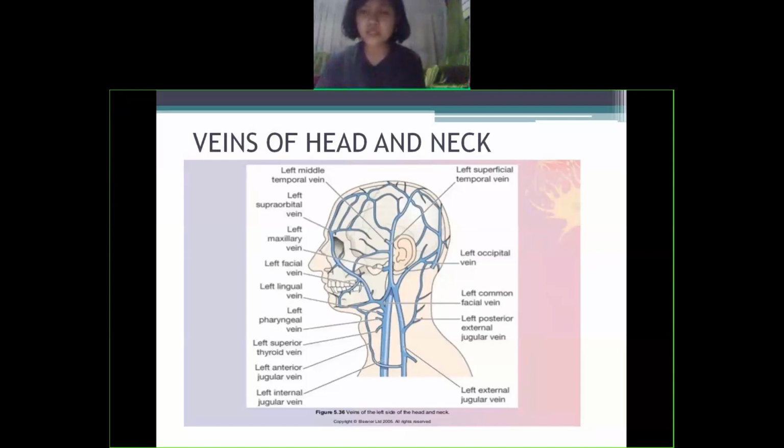And in this internal jugular vein, what will you find? The internal jugular vein, they will unite together. Wait, let me show you.